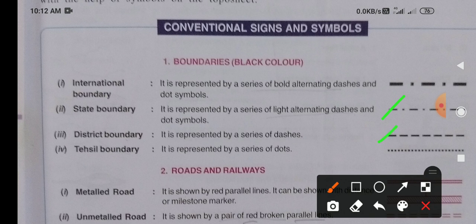Do you notice the difference? Dots are here, but dots are not here. Got it? Okay. So in the district boundary, dots are not there, but in the tehsil boundary, etc., only dots are marked. Like that, these are all the differences in sign and symbol. So if you observe it minutely, you can easily notice all these differences.